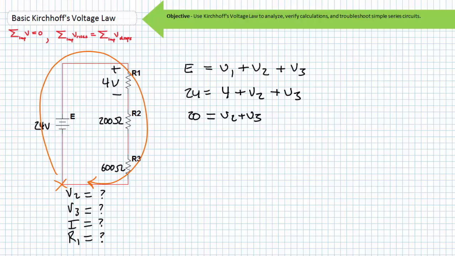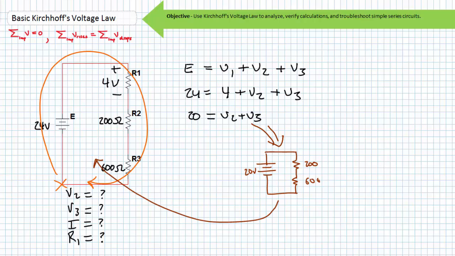There are several methods to proceed from this point, the simplest being a visualization of just R2 and R3 in a series configuration with a 20 volt source. This should be absolute child's play to anyone familiar with Ohm's law and series circuit properties when asked to solve for the voltage drop across and the current through each element. What may not be so evident is that conclusions from this simplification can then be applied to our original circuit and then used to solve for the desired unknowns.